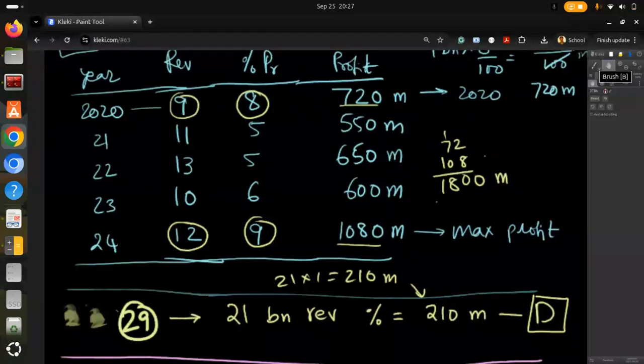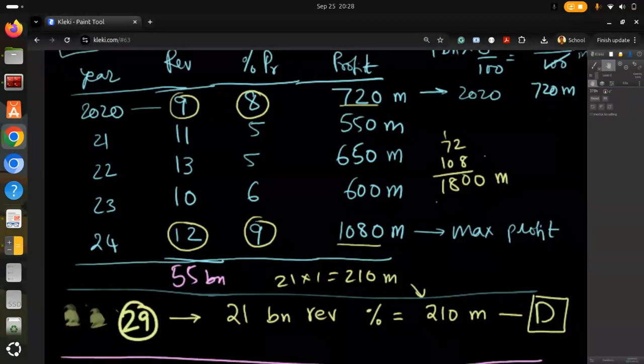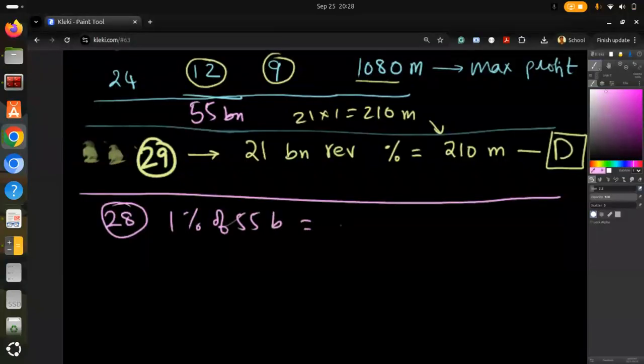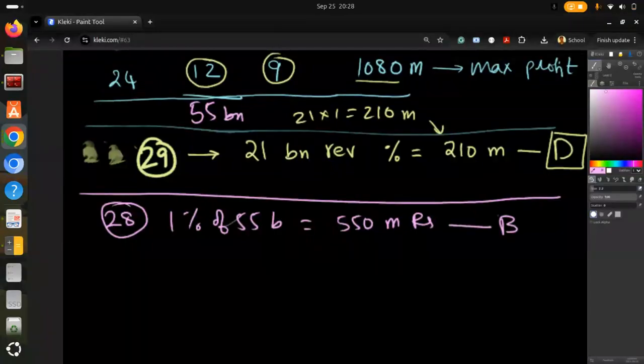So let's add it. So 9 plus 11 is 20, 20 plus 13 is 33, 33 plus 10 is 43, 43 plus 10 53, and plus 2 55. So 55 billion is the total revenue, 1% of 55 billion. So again, what is 1% of 55 billion? So 1% of 55 billion is nothing but 550 million. That should be our answer. This is in rupees. So 550 million matches with option B. So option B is the answer.